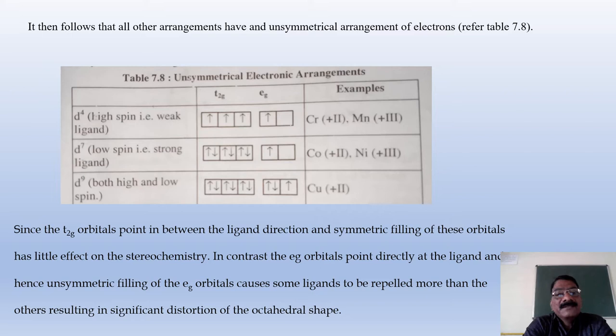The d7 system in strong field: t2g6 and eg1. Here again the t2g orbitals are symmetrically filled and the eg orbitals are unsymmetrically filled. We know the t2g orbitals are in between the axes, in the xy plane, while the eg orbitals are along the x and y axes as well as the z axis.